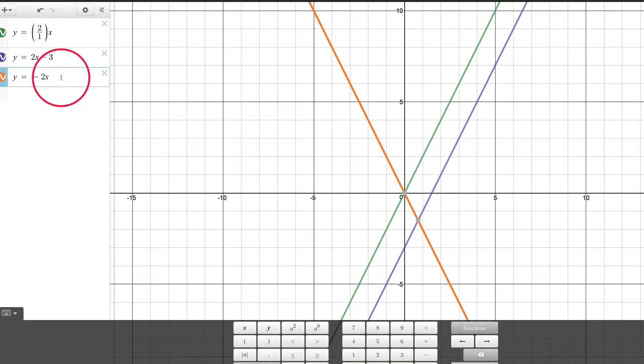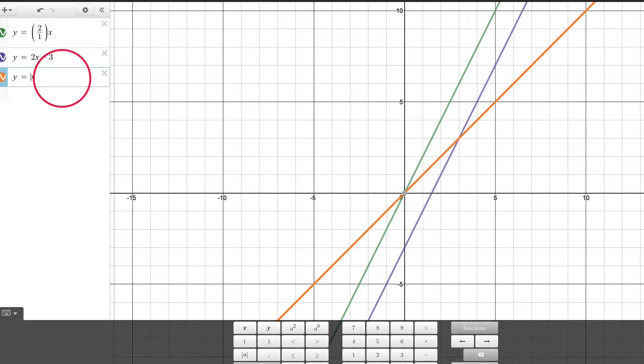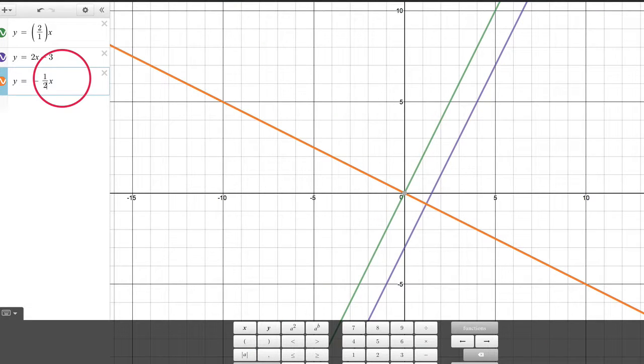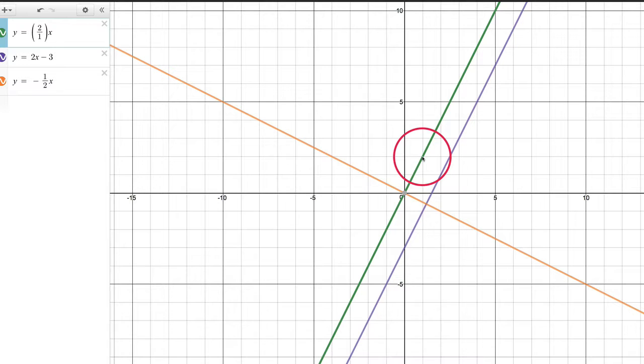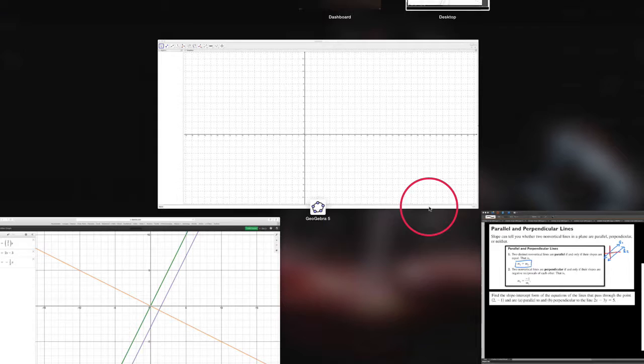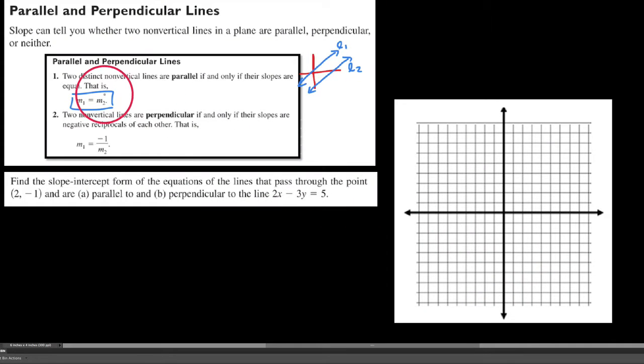That is to say, the reciprocal of 2 over 1 is 1 over 2. We could say, what if we did a negative 1 over 2x? What you're going to see now is something that is clearly perpendicular, because every time this goes up 2 over 1, say the green line or the purple line, this one goes down 1 over 2, and so that's going to cast perpendicular lines. So with respect to parallel lines, they have to have the same slopes.